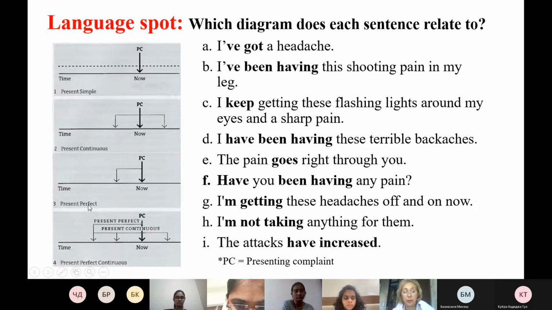Then diagram number 3, this is present perfect. The action started in the past and has some result till now. And the last one, present perfect continuous. It's the same as the present perfect, but it describes what was happening this period of time. Well, let us look at the sentences and analyze the verb and match each sentence with one of the diagrams.